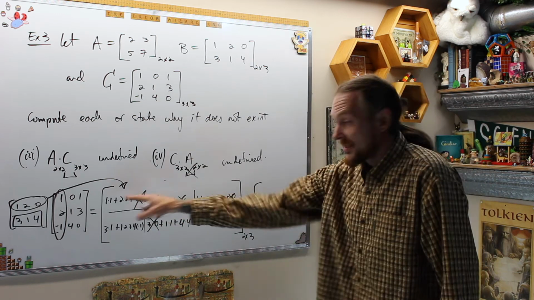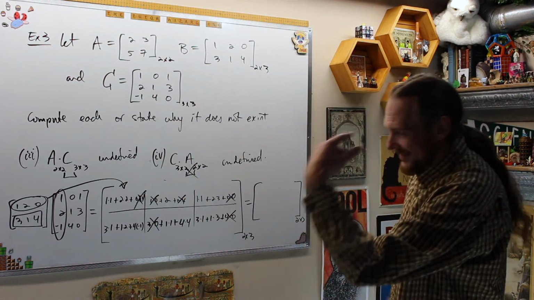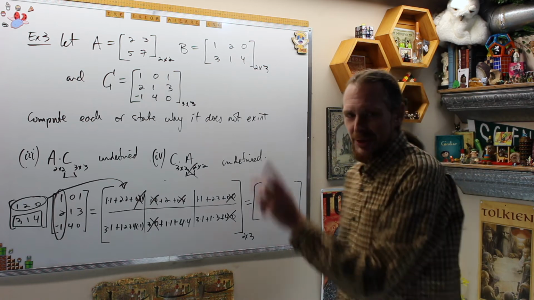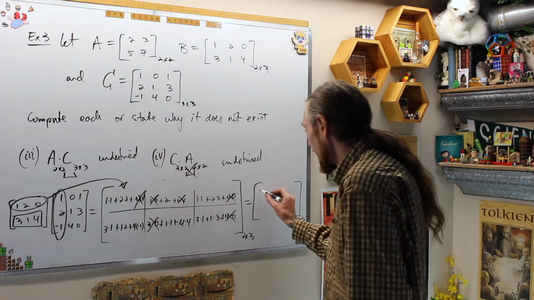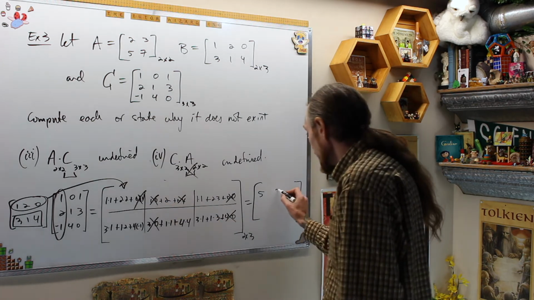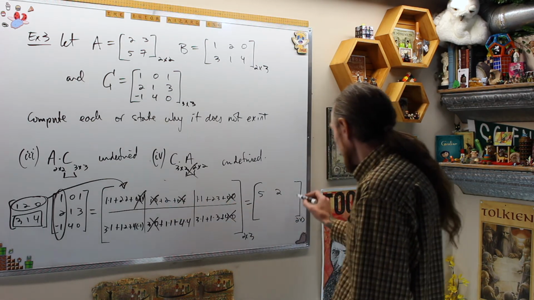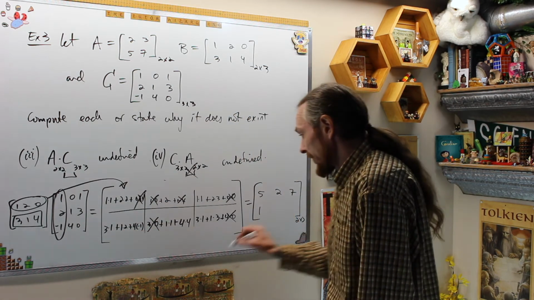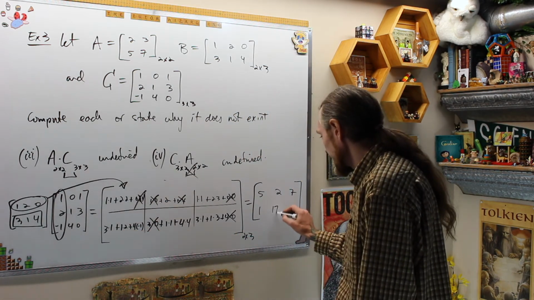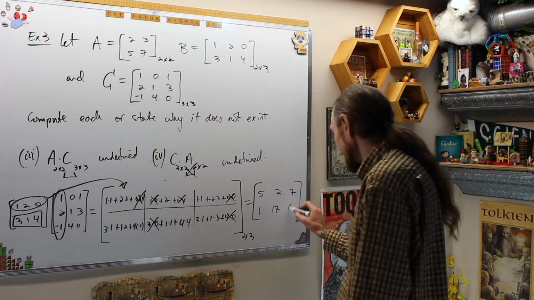And now I can simplify and put the entries in, or you can add these in your head if you really want, or you like to. Don't do that. Shortcuts make for long delays. This is 4 plus 1 is 5. This is 2. This is 7. This one is 5 minus 4 is 1. This one is going to give me 17. And this one is going to give me 6.